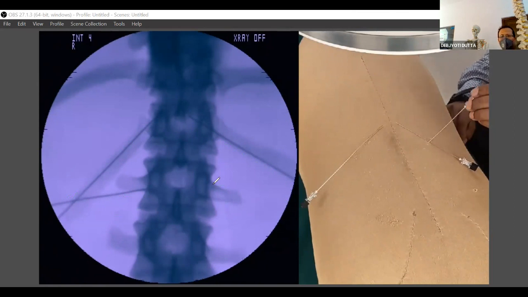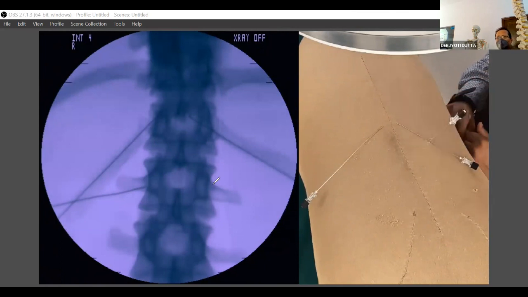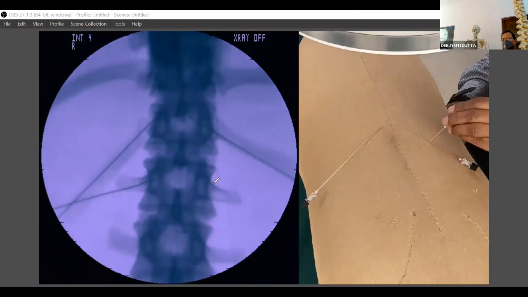And then I am increasing the angle. I am still hitting the vertebral body. I am increasing the angle further. And now I am not hitting the vertebral body. So now I am passing the vertebral body.